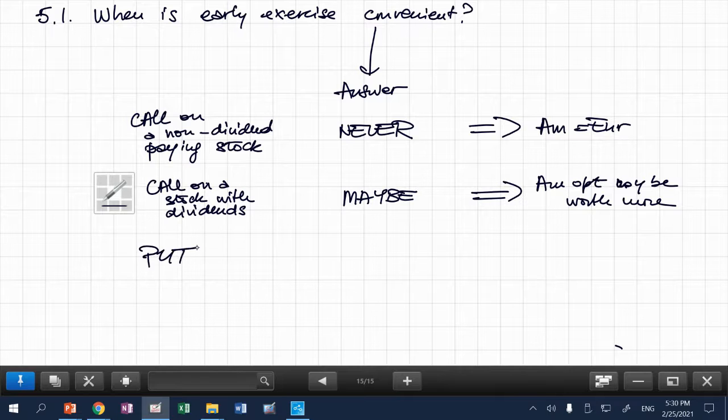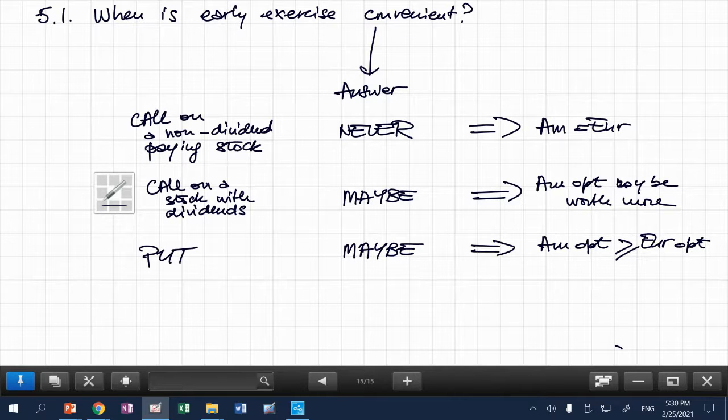The third case is the put option. Here, even if I have no dividends, the answer would again be maybe. We cannot rule out early exercise, and so in general, the American option is worth more than the European. Okay? It's generally worth more. Let's say greater or equal, but most of the time it is greater.